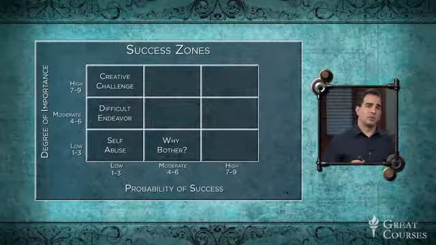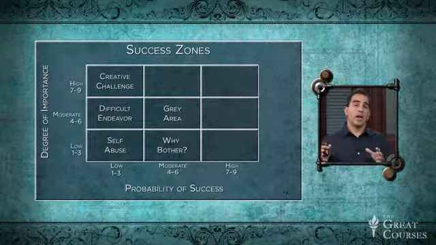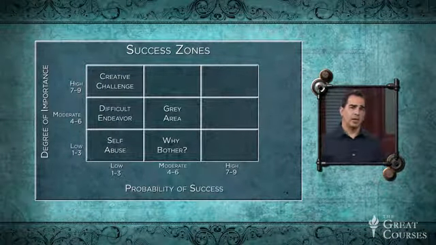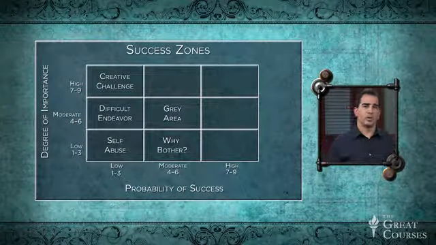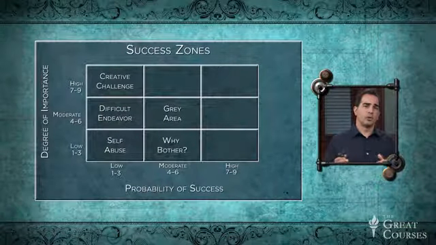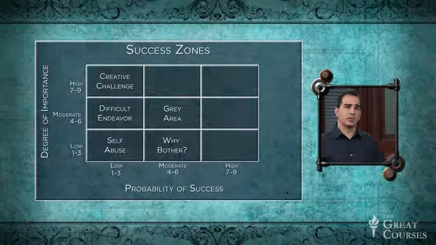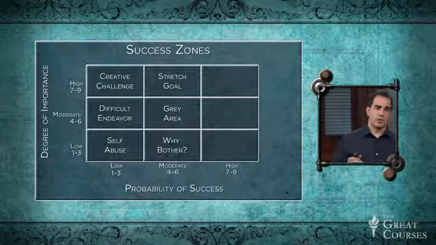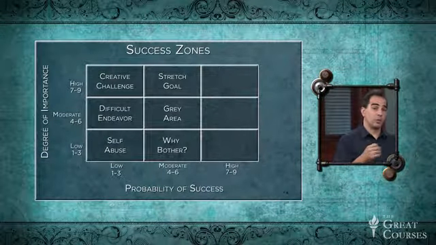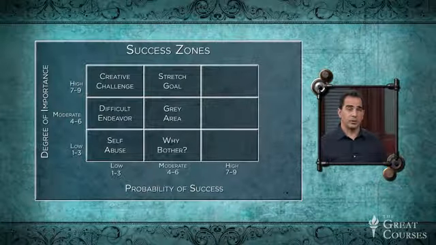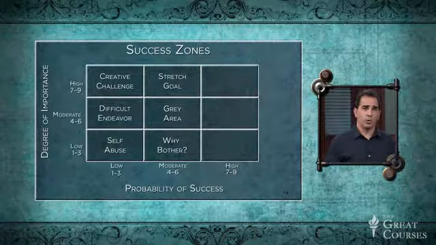The next, we call this the gray area, sort of falls right in between all the others, where we have a moderate probability of success and we have a moderate degree of importance. That can be pushed in any direction. Moderate probability of success and a high degree of importance, that's a stretch goal. So it's moderately probable that we're going to be successful, and we're really seeing it as something important that moves us out of our comfort zone into a learning zone, into a stretch goal area.